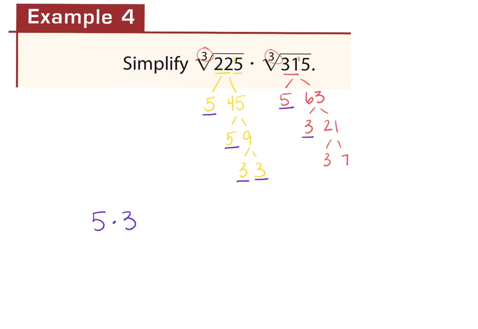And then you'll notice I have some that won't group. I now have a 3 that's by itself. I have a 7 that's by itself. And so on the inside there, I'm going to have the 3 and the 7. And then I'm just going to multiply.